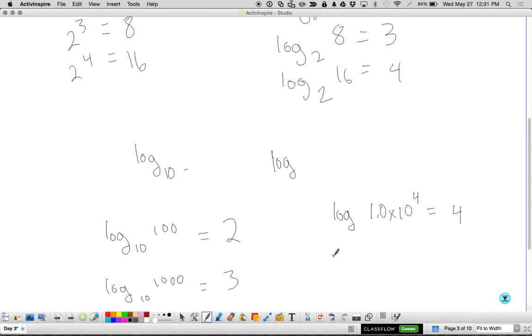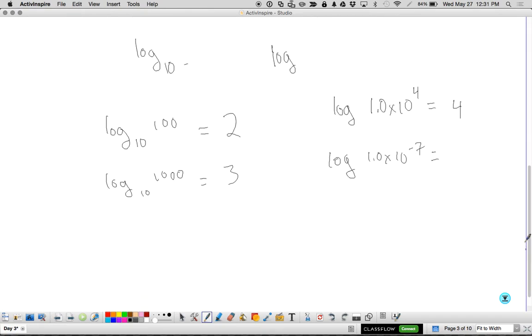Okay, what about log base 10 of 1.0 times 10 to the minus 7? Okay, now I'm picking this number for a reason. This would be minus 7. And log of 1.0 times 10 to the minus 14. That's just going to be minus 14.